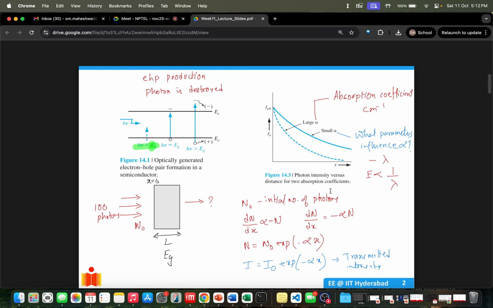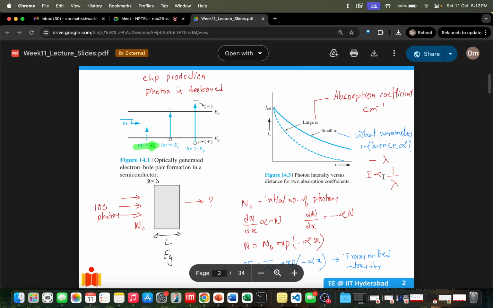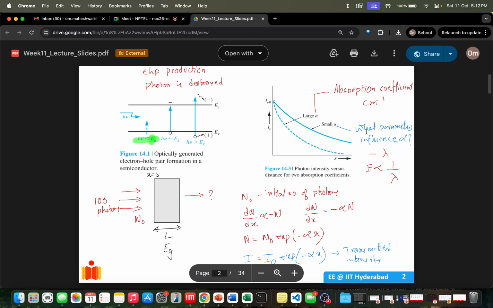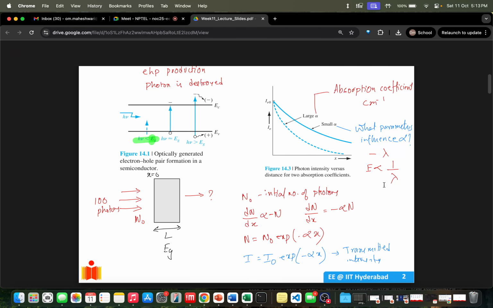This next figure shows the photon intensity versus distance for two absorption coefficients. If we have a larger absorption coefficient, the photon intensity degrades faster with distance, whereas a smaller one has a slower degradation. The absorption coefficient is the parameter alpha, and it depends on the wavelength, inversely proportional to the wavelength.